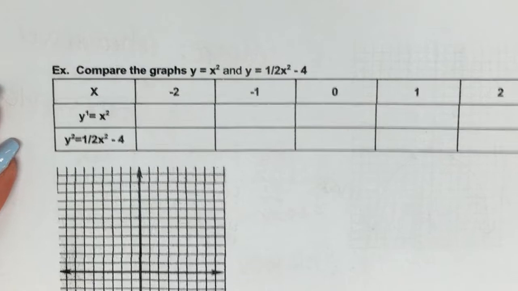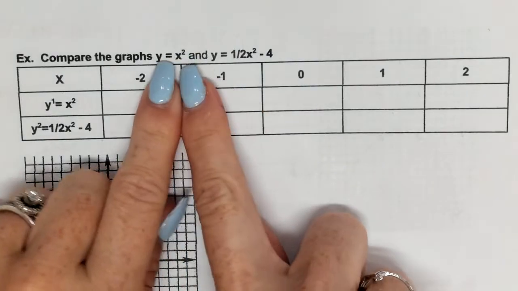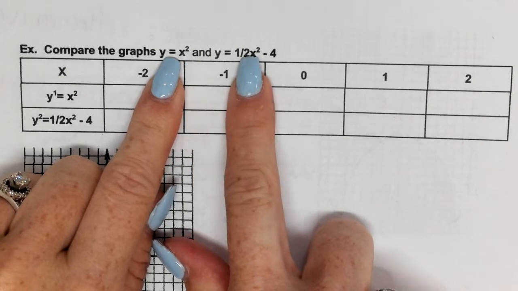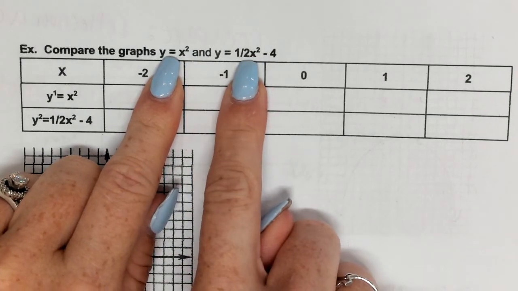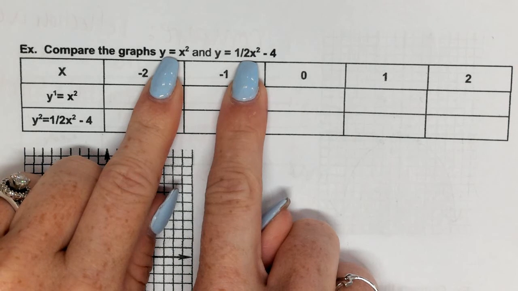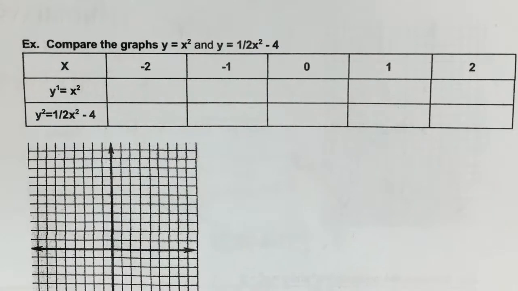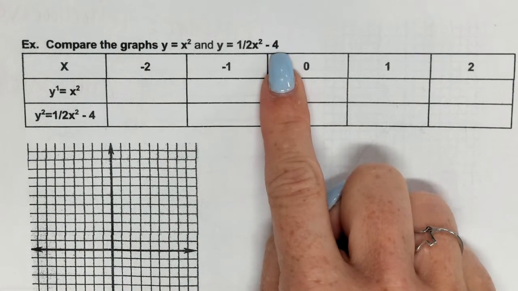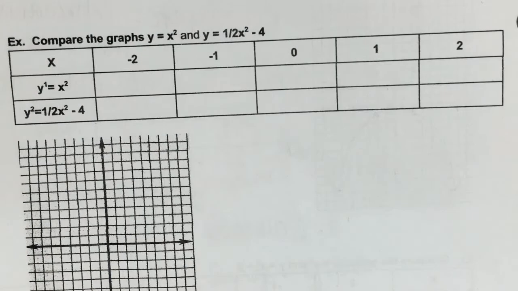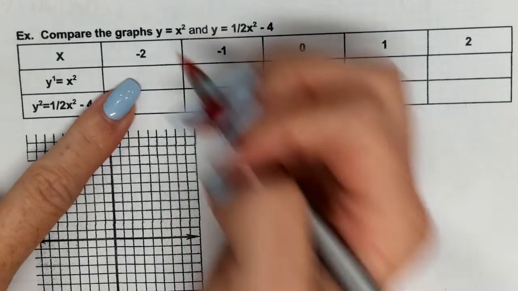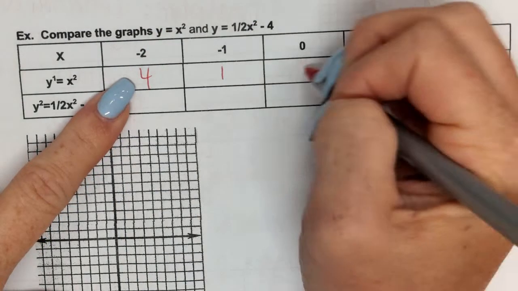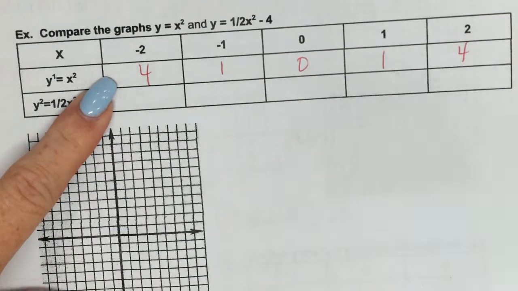So everybody look at this one. We took the parent function, we multiplied by a half. It's going to make it stretch out wider, right? And then we did a minus 4. So not only are we going to stretch it wide, we're going to pull it down. Make sense? All right, so if you want to put this one in, you can. You should already know the parent function is going to be 4, 1, 0, 1, 4.